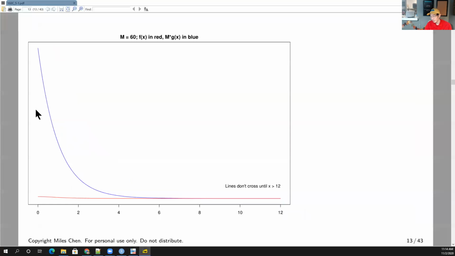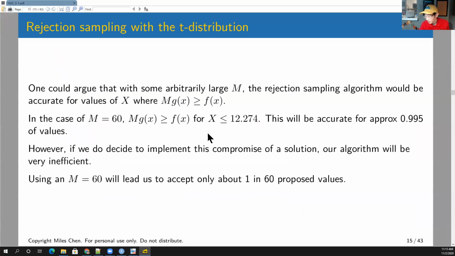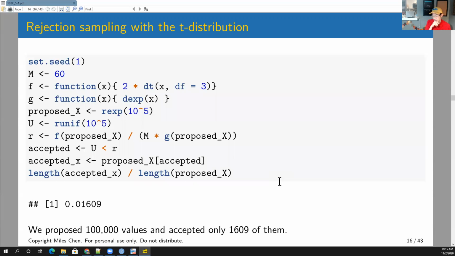And so if you look at this, the vast majority of what's under the blue line is going to get rejected, okay? Only a small fraction that ends up being below the red line are going to get accepted, okay? And so in this case, if you have m equal to 60, you're going to get this very inefficient system where you're going to end up only accepting around 1 in 60 proposed values. Okay, so m is 60, we're only going to end up accepting around 1 in 60, so less than 2%. So here's just kind of the script that you would run.